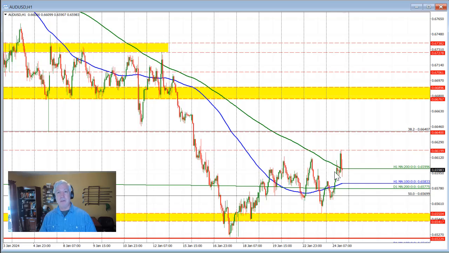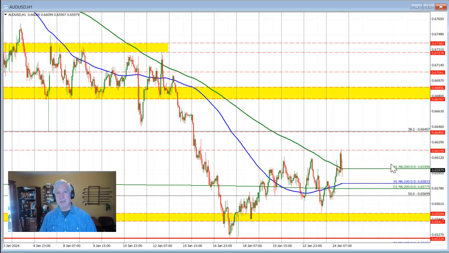We're going to need to see the price stay above that 200-hour moving average in order to give me more confidence of a move to the upside. So be aware of that. What we don't want to see probably is a move back below the 100-hour moving average, and here's that 200-day moving average. That would be a no-no for the downside.